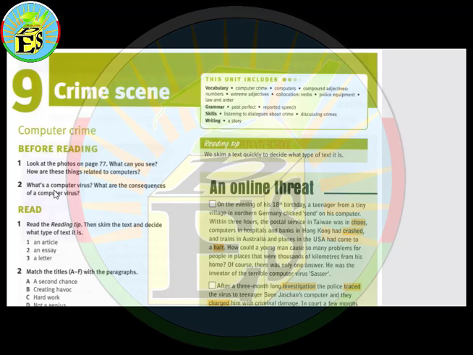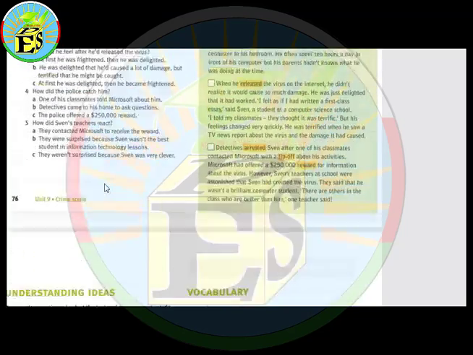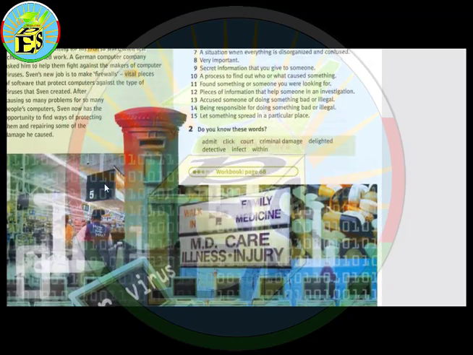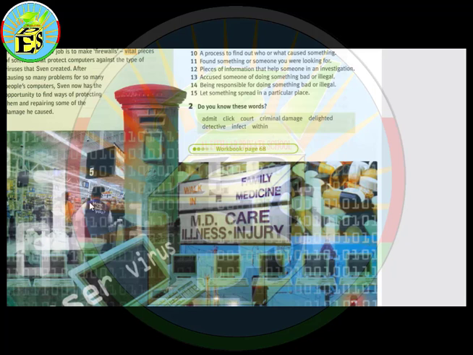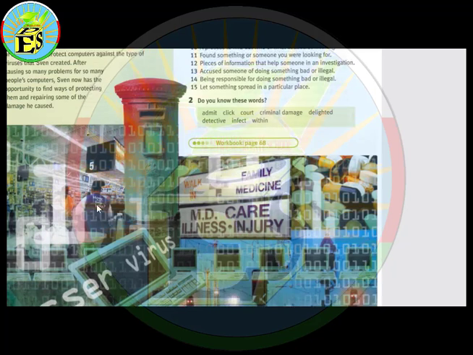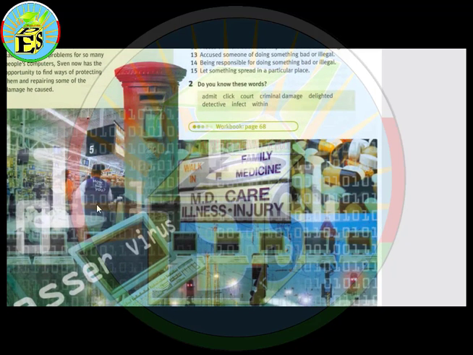Now here, before reading, task 1. Look at the photos on page 77. What can you see? And how are these things related to computers? Let's go to page 77. Yes, here. What can you see here in this page, in this photo? Study the photo and tell me what can you see.